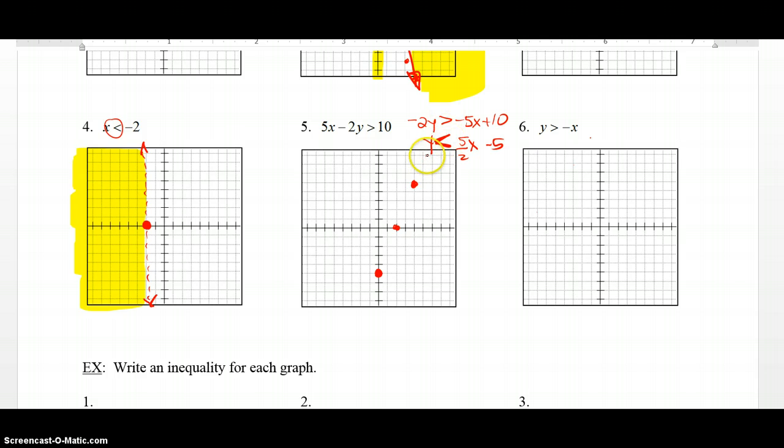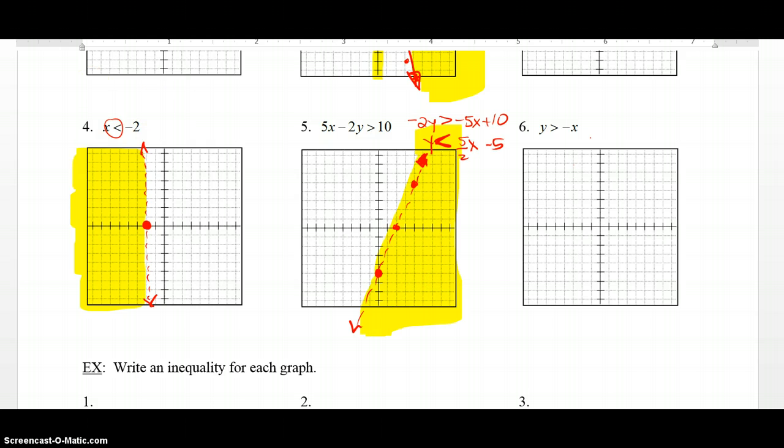We are going to do a dotted line because there's not an or equal to, it's just less than. And then we need to ask ourselves, where are the y's less than? We want y's less than. Well, this part of the y-axis is less than this part of the y-axis, so this is the side that we should shade.